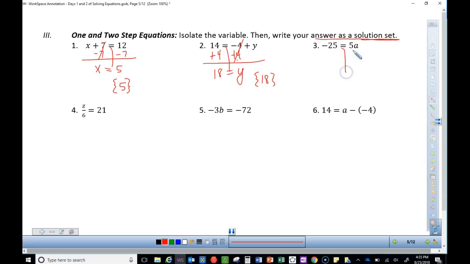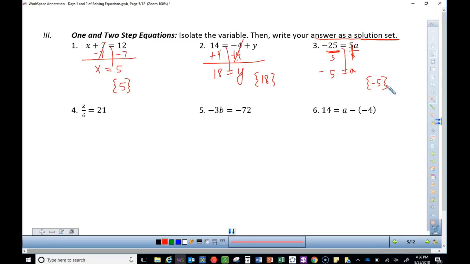Now in this case, when the 5 is attached to the a, they're multiplying. So we have 5 times a. So to undo multiplying, we have to divide. That looks like a fraction. 5a divided by 5. 5 divided by 5 makes 1. So I have 1a, and we'll usually just write it as a. 1a is sort of like beginner. You can write the ones if it helps you, but ultimately 1a just means a. So when we do this side, we've got to do the same thing to both sides. Negative 25 divided by 5 gives us negative 5. So a equals negative 5, and that's the solution set.